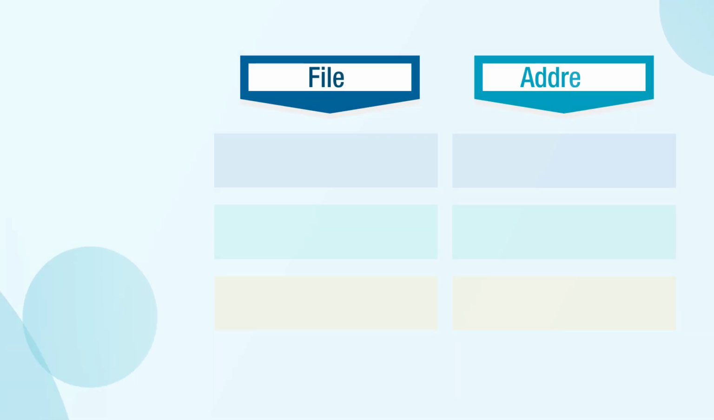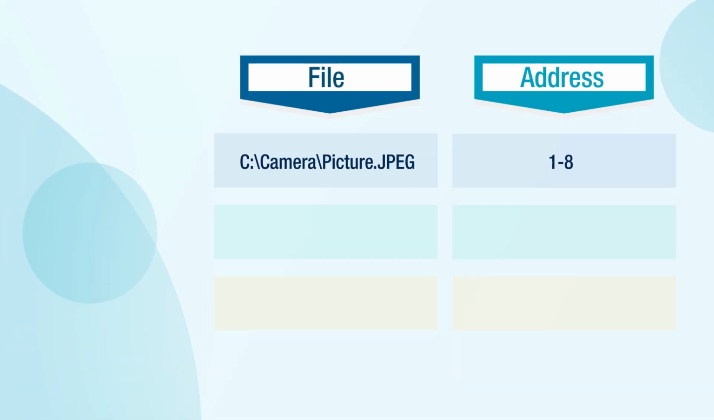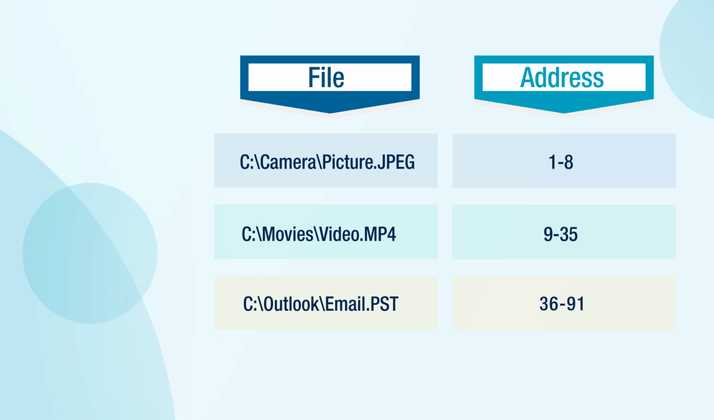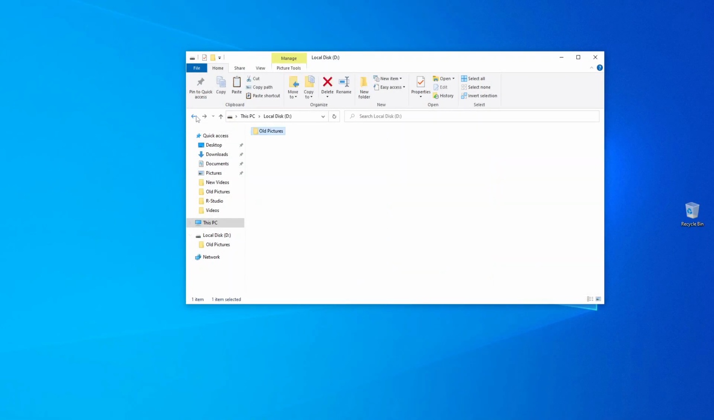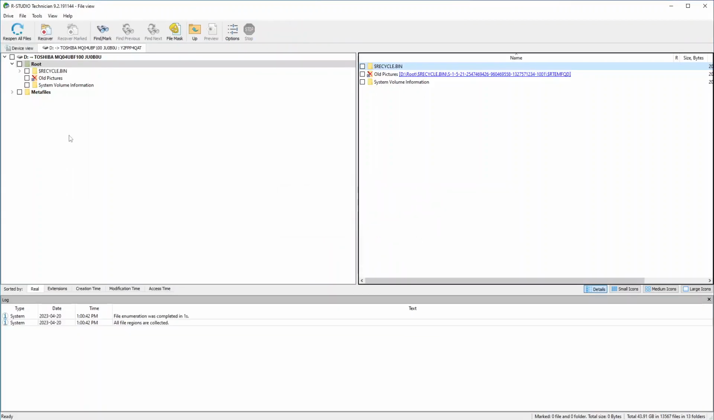File system metadata is a bit like the table of contents of a book. It holds the file and folder names as well as the exact addresses where every file is stored. When a file is deleted, only its file system entry gets adjusted to mark its space as available for future use. Until this space gets overwritten with new data, the file remains on the drive and can be easily recovered by RStudio.